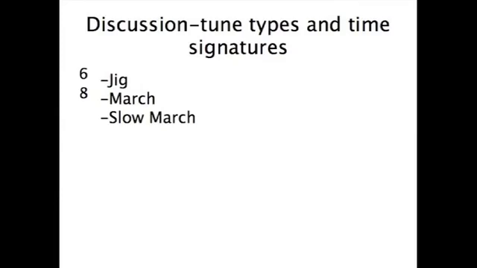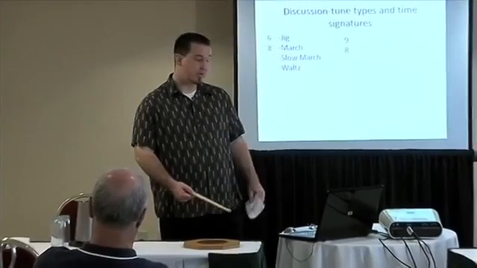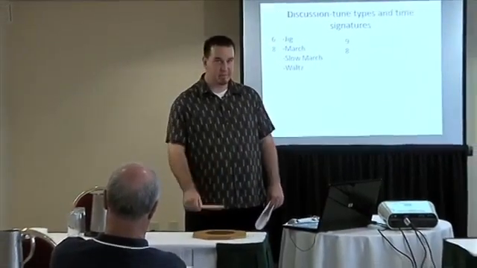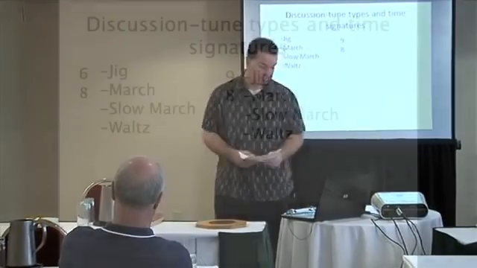Continuing on, 6/8, jigs, marches, completely different feel. Slow marches, a lot of times people will write a waltz in 6/8 time as opposed to doing their 3/4, 1, 2, 3. They'll do a 6/8, 1, 2, 3, 4, 5, 6. It's just another way to organize it on the paper, but it's absolutely done.